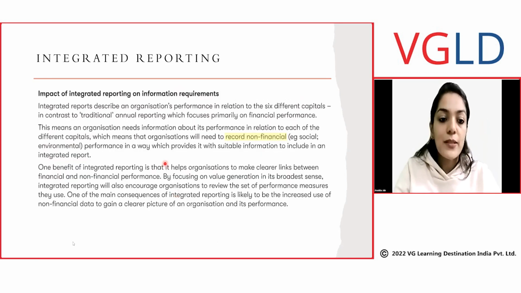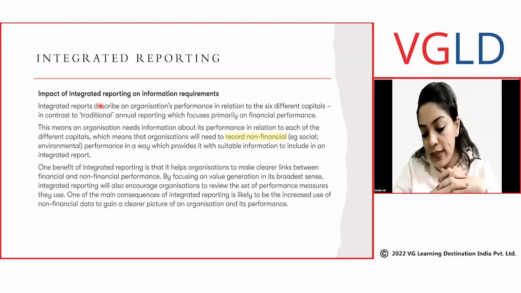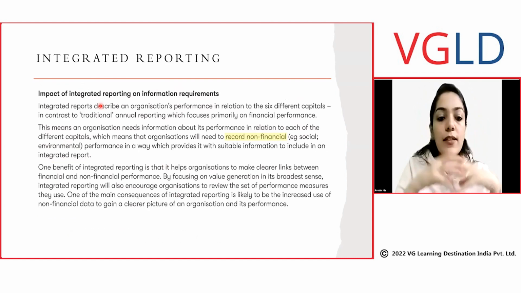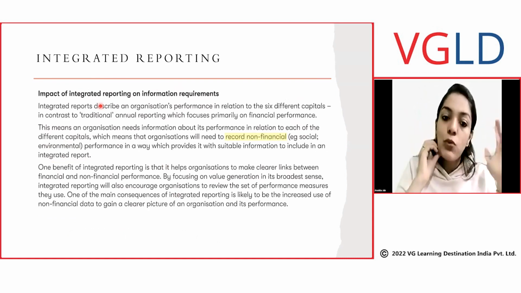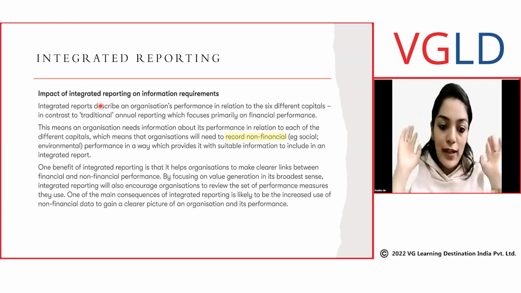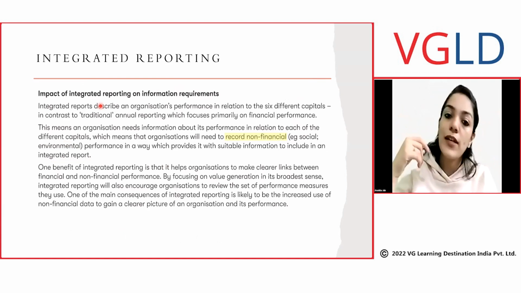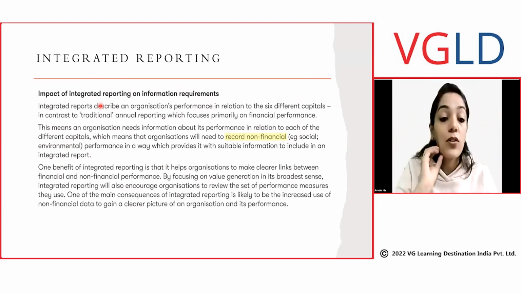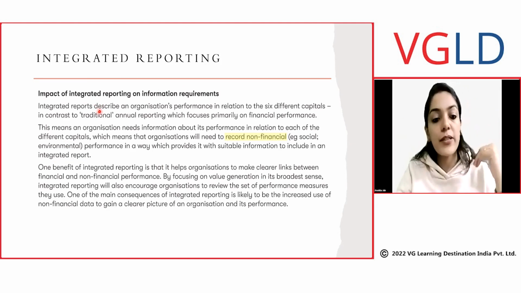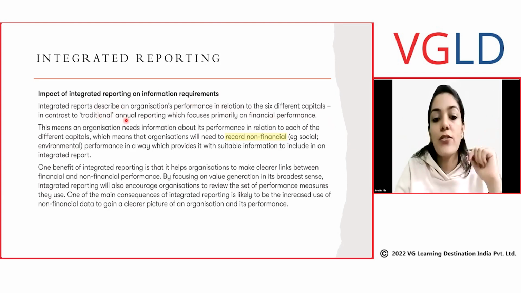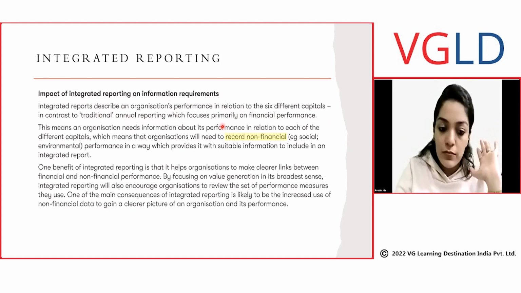Then the last slide of this chapter, impact of integrated reporting on information requirements. See, the primary focus of integrated reporting is to record the non-financial factors, not just the financial factors. Like in balanced scorecard, we were also focusing on non-financial factors. Here also we are focusing on the non-financial factors. Integrated reports describe an organization's performance in relation to the 6 different capitals, in contrast to traditional annual reporting, which focuses primarily on financial performance.